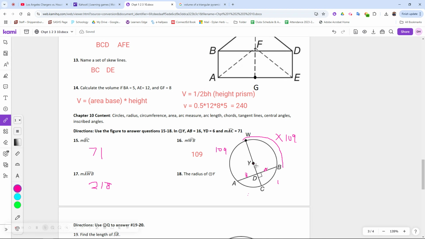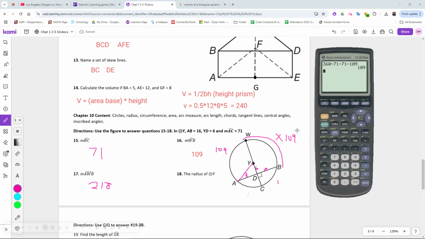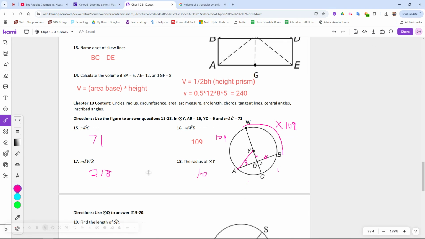And I was given YD, which is 6. So I have this little short side, I have this little side, and then actually I can draw myself my radius. So there's a radius from Y to the outside. And I have a right triangle with 2 sides. So this is Pythagorean theorem. You have both of the side lengths, so we want to square them and add them together, which is going to get me, I believe, 100. Yep, and then the square root of 100 is 10, so the answer here would be 10.